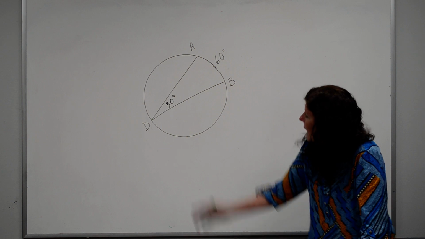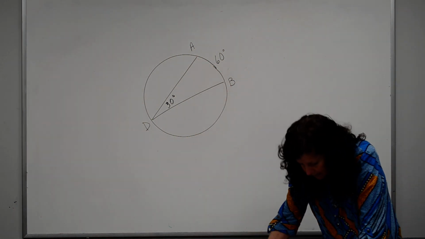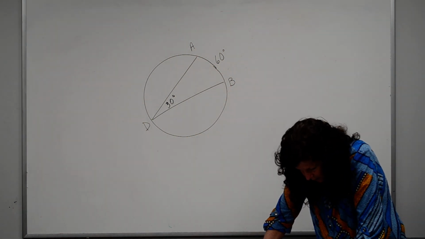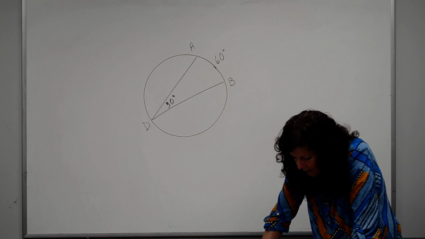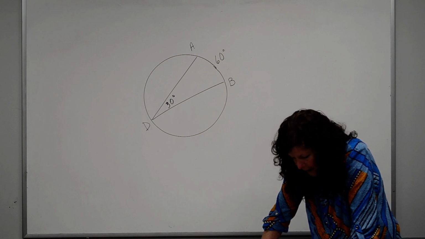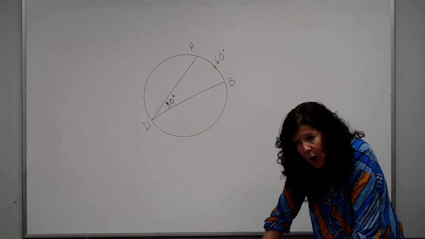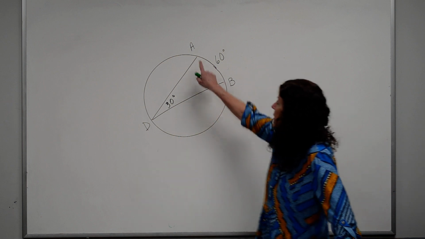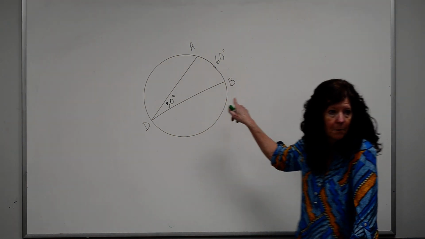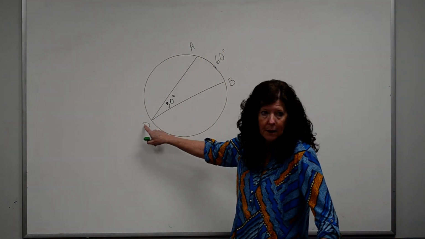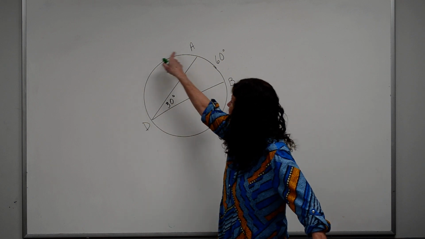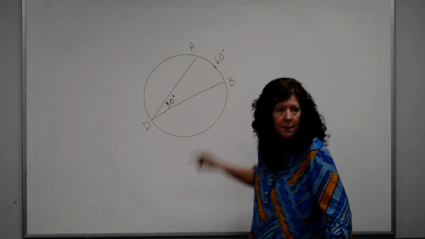So points A and B are on the circle so that the measurement of arc AB is 60. Suppose D is randomly located on the same circle so that it does not coincide with A or B. In other words, I'm not going to put it on A and I'm not going to put it on B. Now, I've drawn it up here, but I don't know that it's right there. It could be anywhere around here, okay?